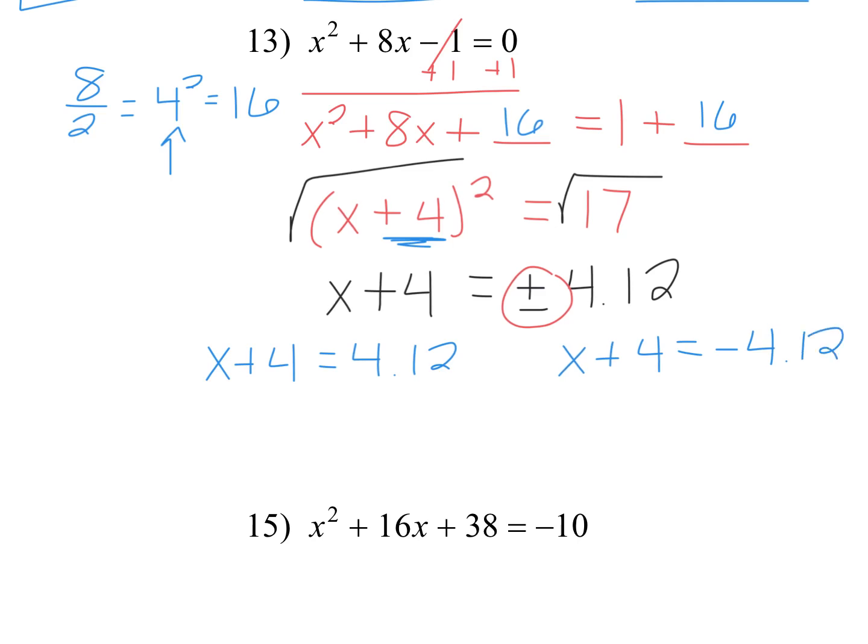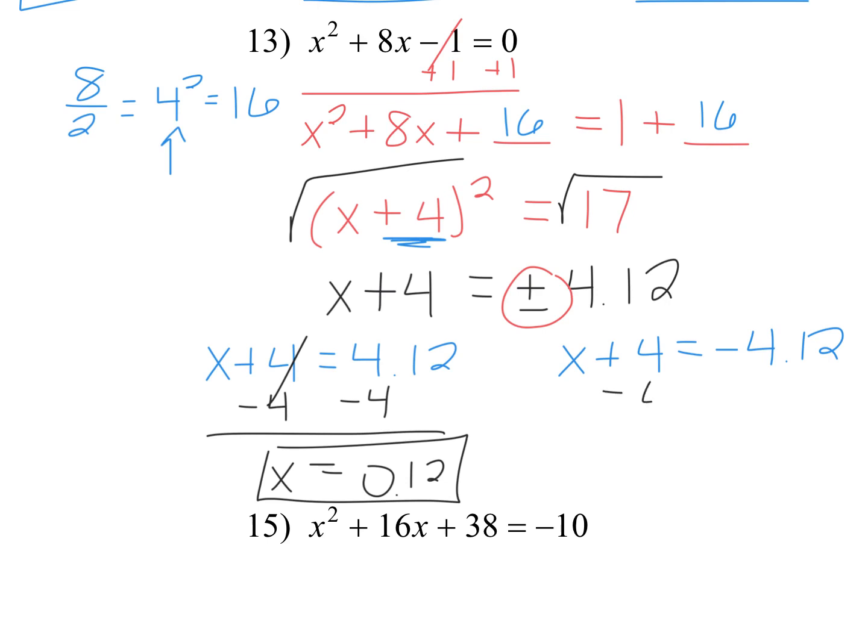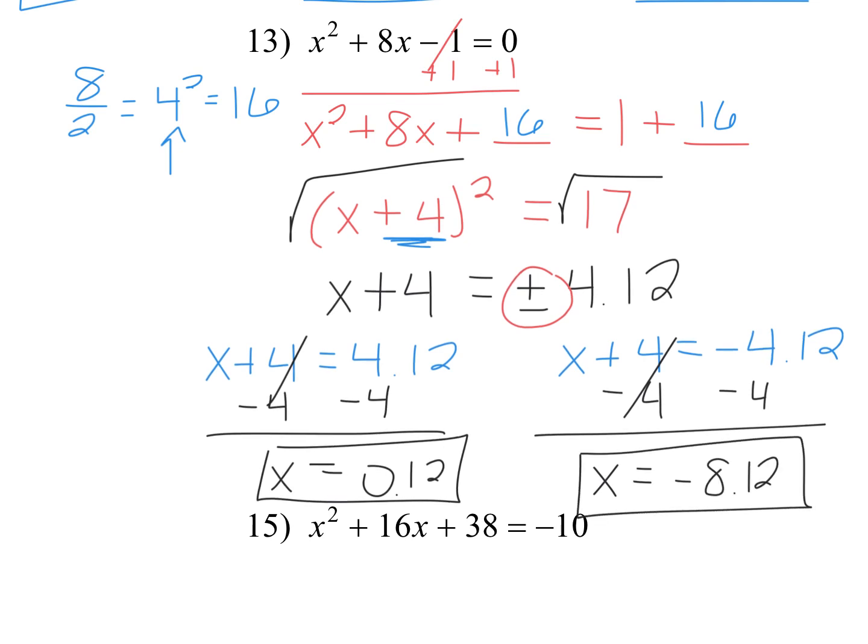Now what do I do on both of those equations? Solve by subtracting 4. What do I get on this first one? Yep, 0.12. There's one solution. And then what do I get on the other? Yep, negative 8.12.